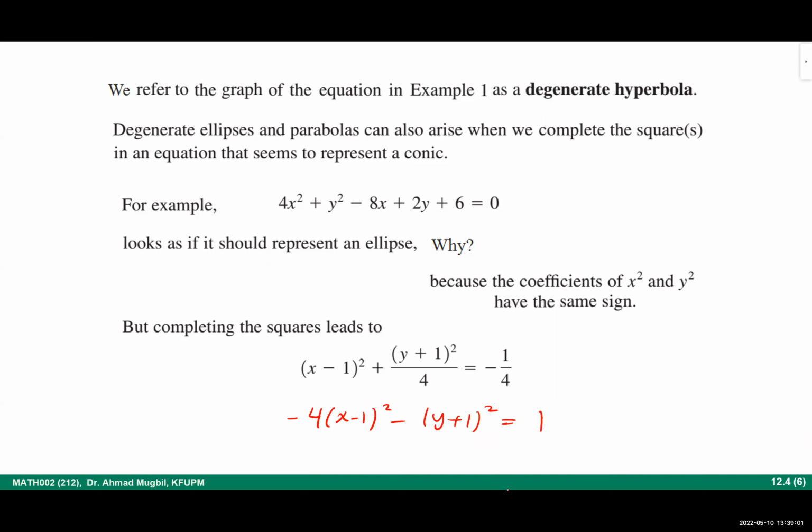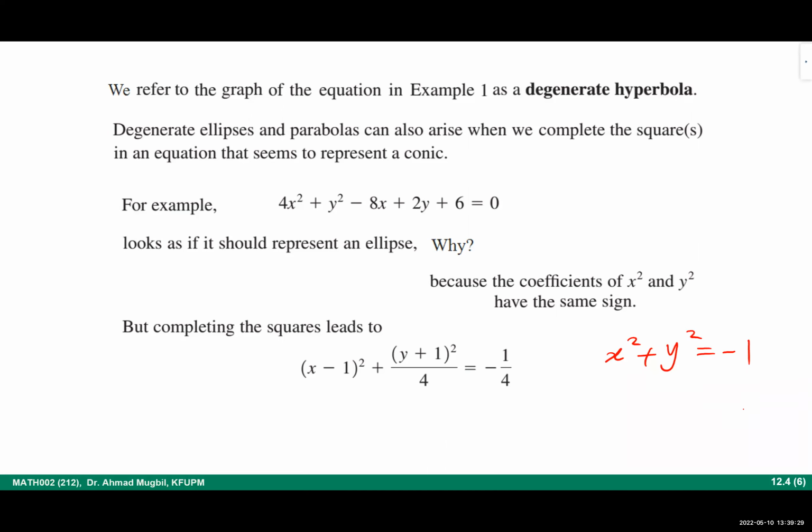Is it an ellipse? It is not. So what is it? It is a degenerate ellipse. We have 3 cases for the degenerate: either a pair of lines, 1 point, or no graph at all. Let's take the easier case. If you have x squared plus y squared equals -1.